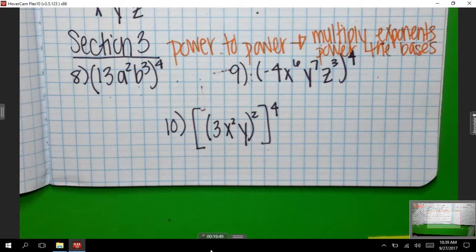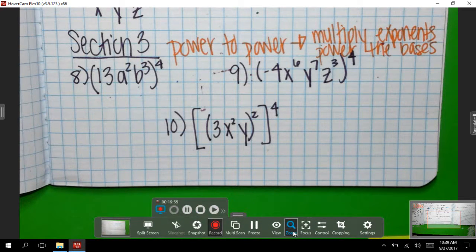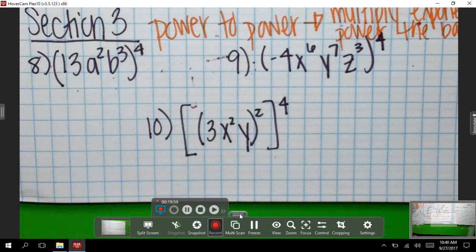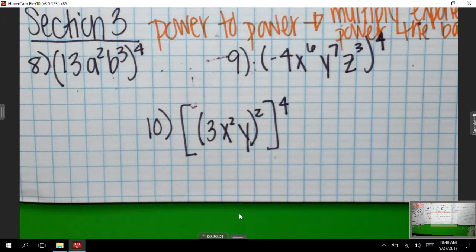Do you want me to zoom in? What was section 2? Section 2 is dividing like bases. You should be able to look at that and tell me. Oh, we can finish this now? No, we have to do section 4, 5, and 6.